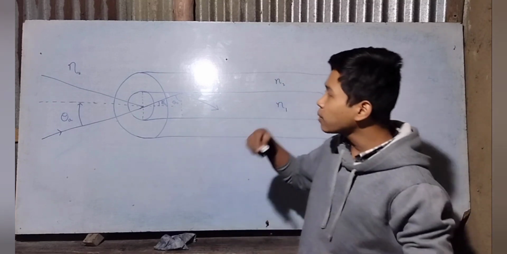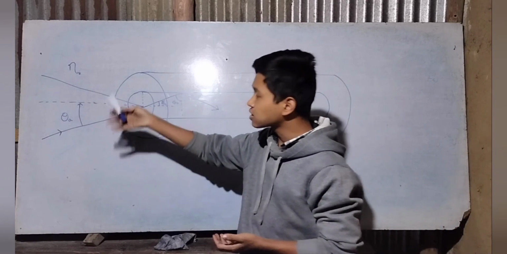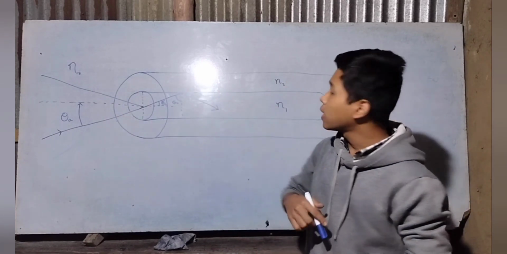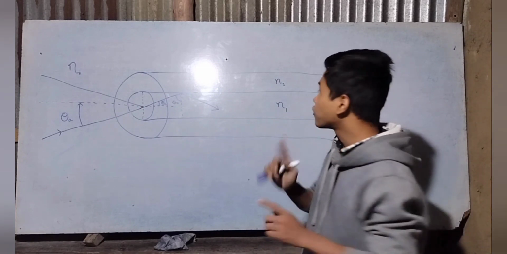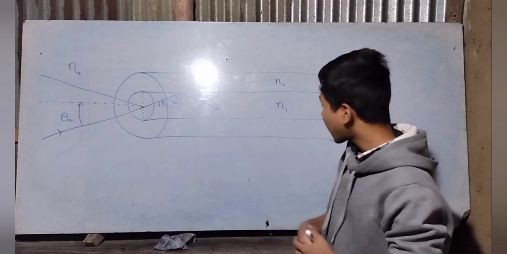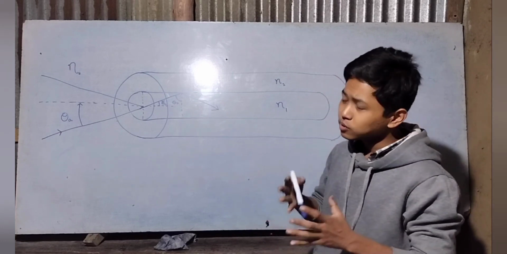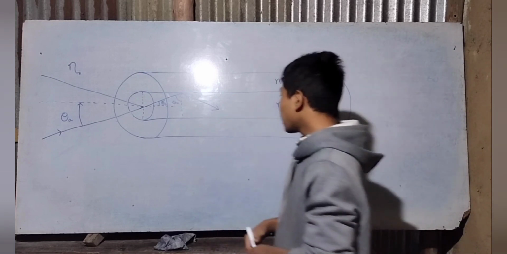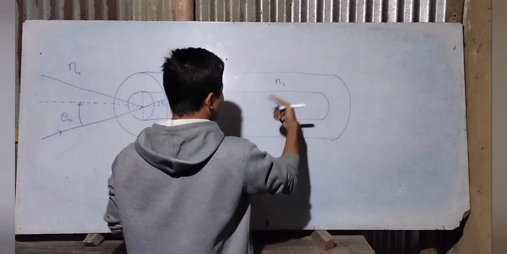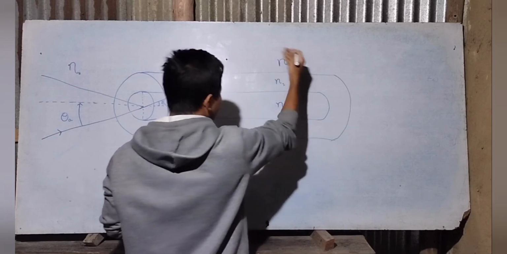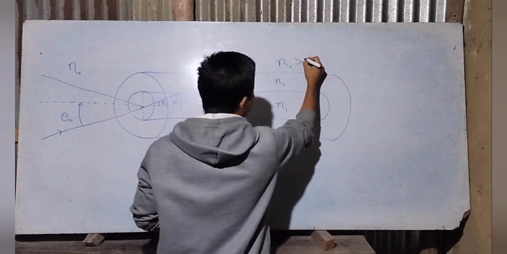Well, the light coming from outside gets coupled onto the optical fiber, and it propagates through the process of critical refraction. And for critical refraction, we know that light should travel from a denser medium to a rarer medium, and from that we have the refractive index of the core, n1, greater than the refractive index of the cladding, that is n2.